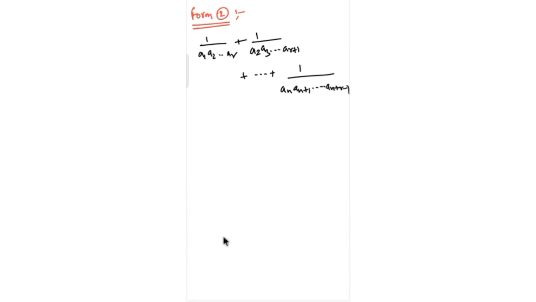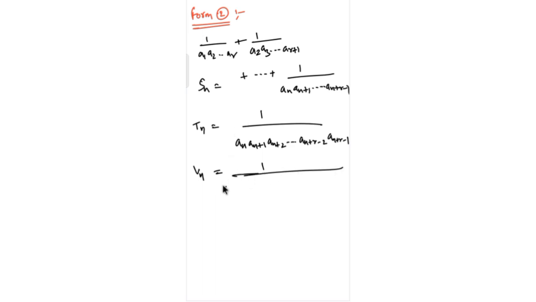Alright, so starting with the point, in the same way, this is the Sn. So my Tn is 1 by an+1 an+2 ... an+r-2 into an+r-1. So this is my Tn, and now I will be defining the Vn as an+1 an+2 ... an+r-2 an+r-1.